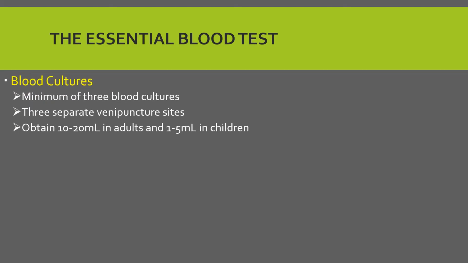The essential blood test that we have to do is blood culture. Blood culture is very important for the diagnosis of infective endocarditis, and a minimum of 3 blood cultures should be sent, from 3 separate venipuncture sites, and we should obtain 10 to 20 ml of blood in adults and 1 to 5 ml in children.